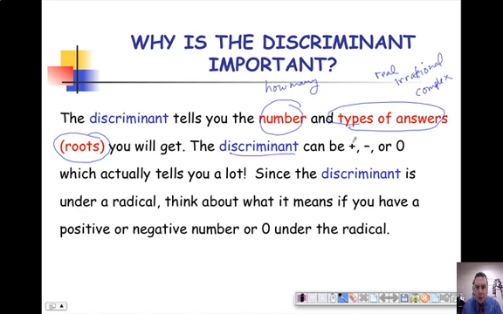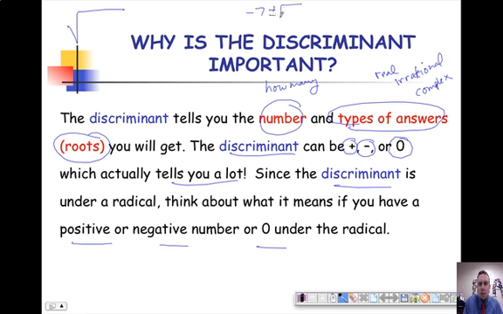The discriminant can be a positive number, a negative number, or zero, meaning what's underneath the radical is called your discriminant. Whatever's underneath here is going to be positive, negative, or zero, which actually tells you something. Think about what it means if you have a positive, negative, or zero under the radical. So if I had, I'll just make up a number, negative 7 plus or minus the square root of negative 2, all over 2a, which I'll just make 4.